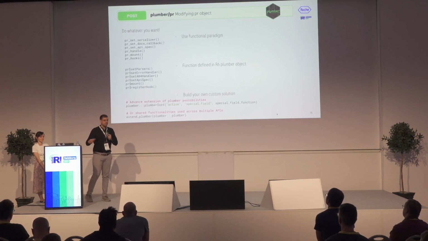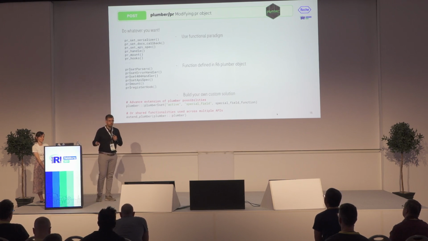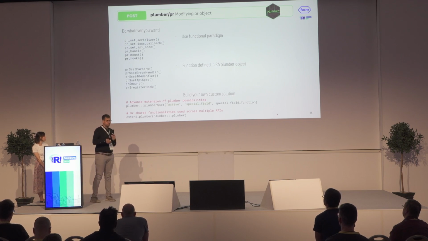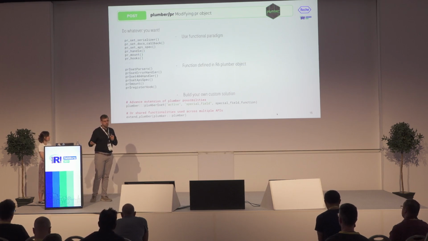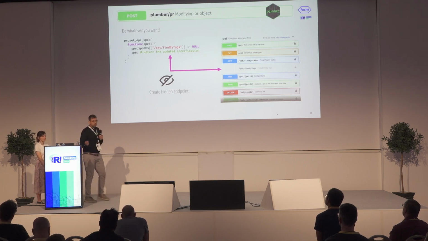So you can directly interact with the R6 class. But if you are not happy with everything that Plumber provides, like all the hooks and how the API works, there is also a possibility to extend the Plumber class. So this is a more advanced technique, but you can also do this with Plumber, because Plumber is an R6 class. So you can actually do whatever you want.